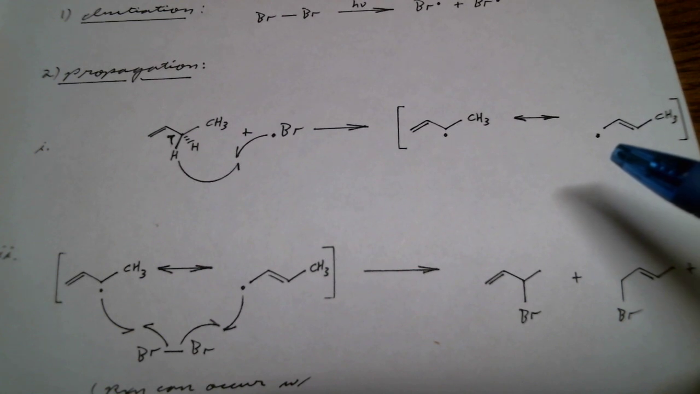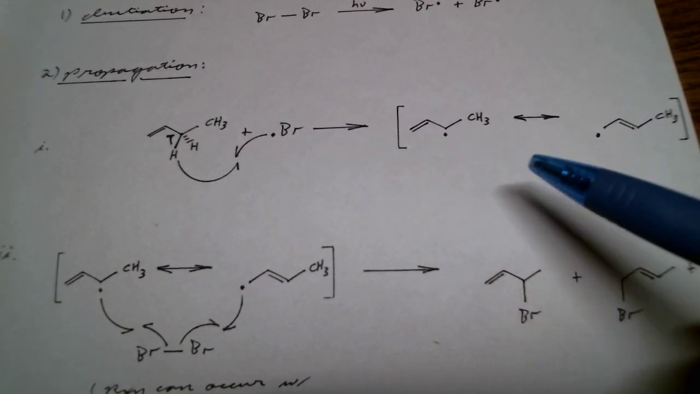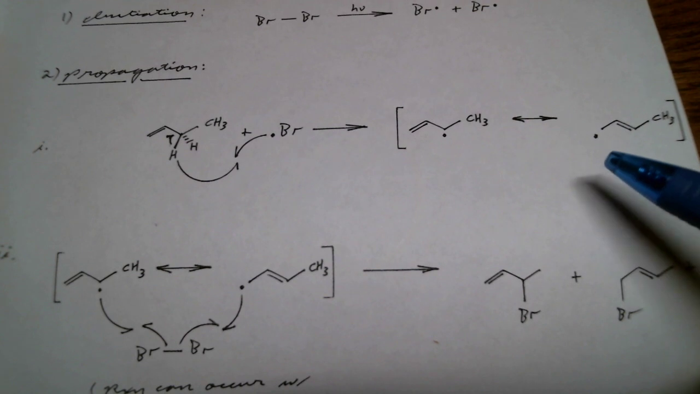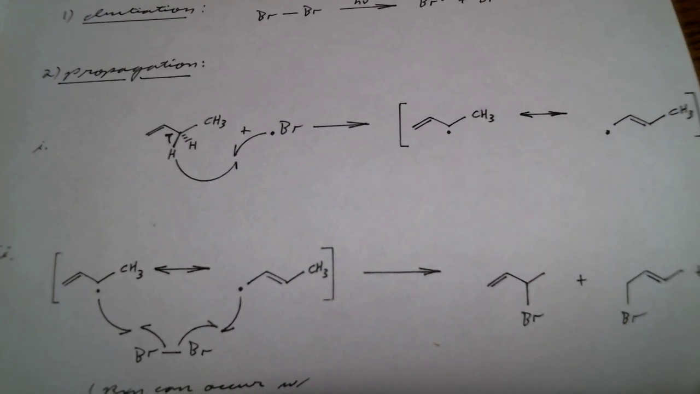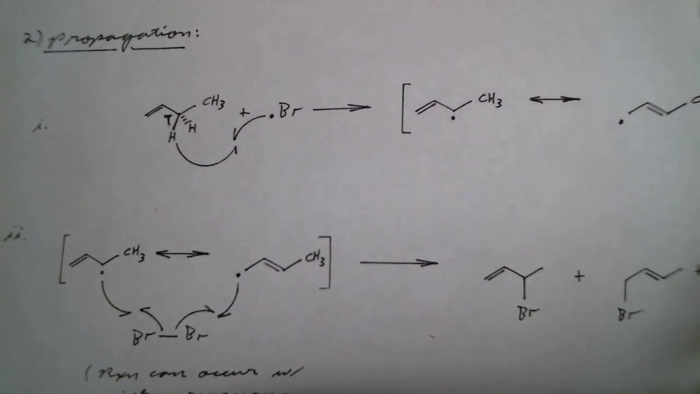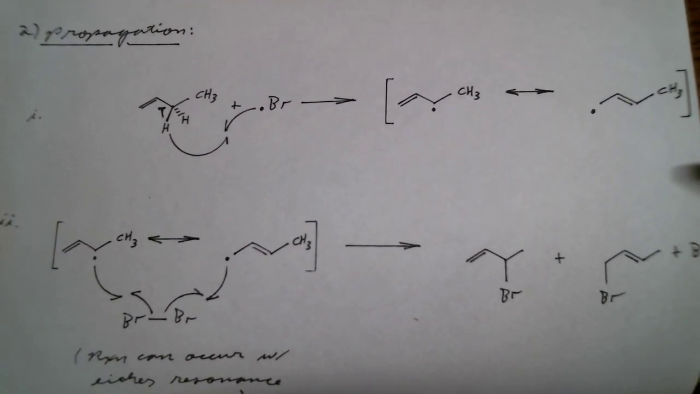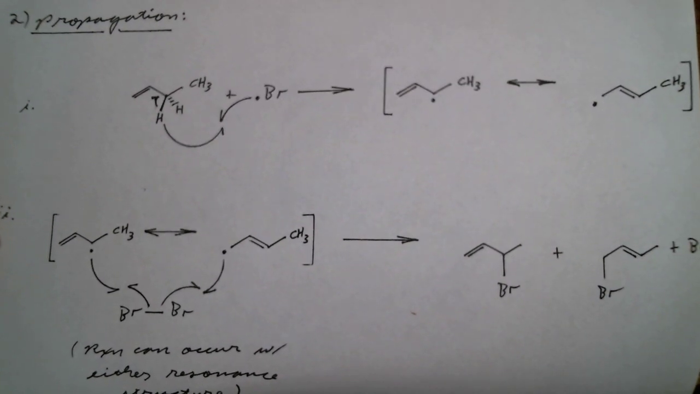which lobe, p orbital lobe, in the pi non-bonding molecular orbital of this particular allylic radical system has a larger set of p orbital lobes, because that is the one that, in this case, is going to preferentially react with the bromine.